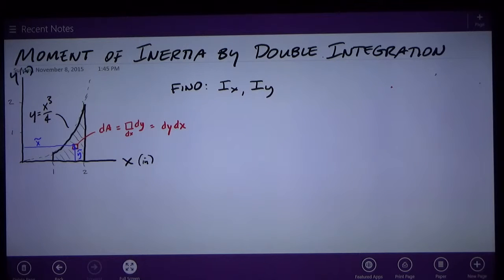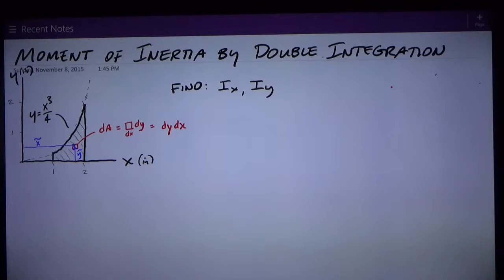This is part two of moment of inertia by double integration, which is, in my opinion, the more difficult way to do this, but it surely works. So in this case, we want to find Ix and Iy, moment of inertia about the x and y axis for the shape shown here, which is created by an x-axis boundary, and the function of this curve, y equals x cubed divided by 4.